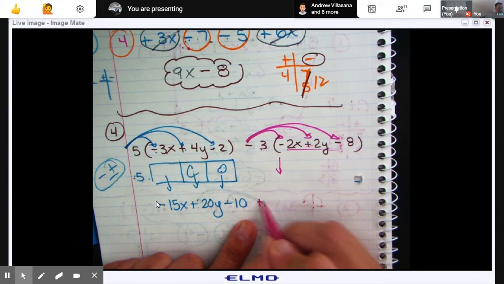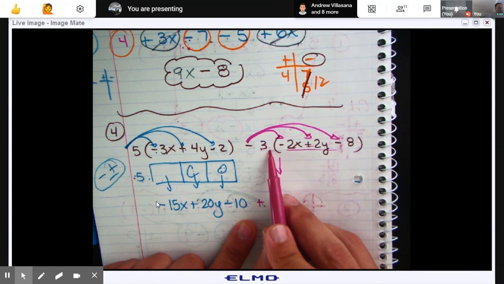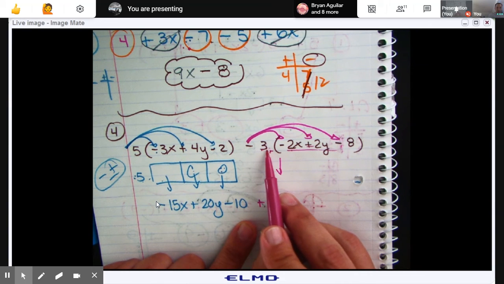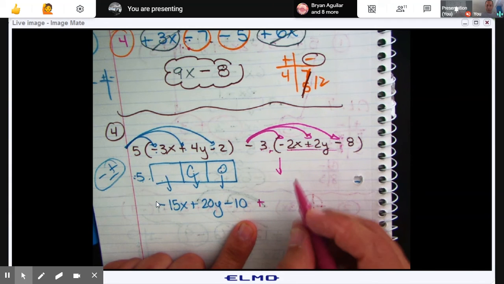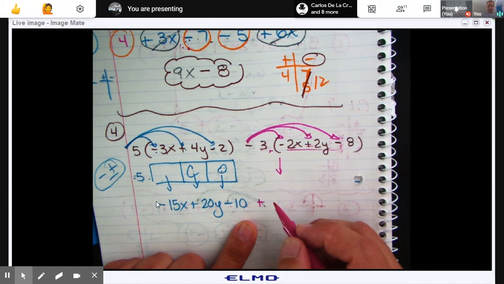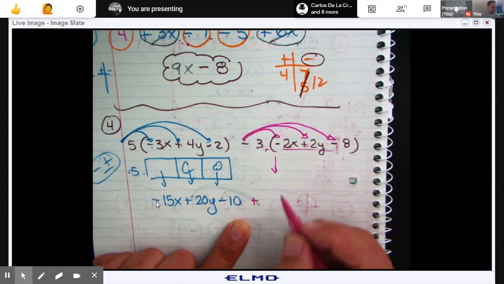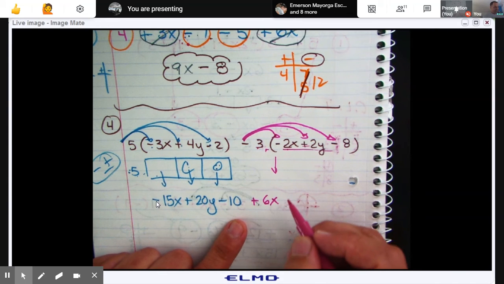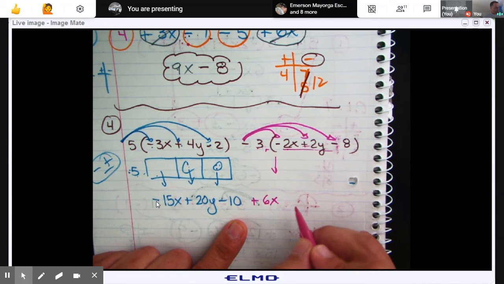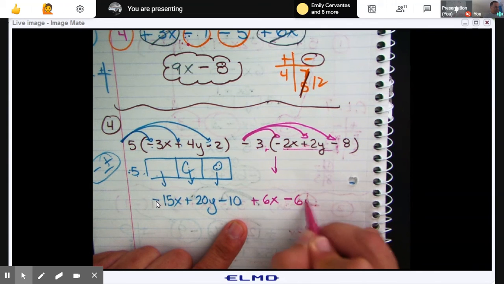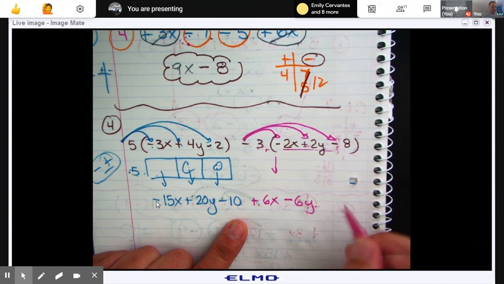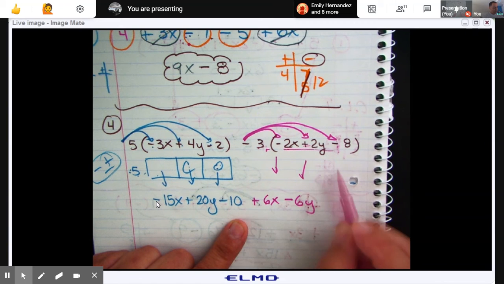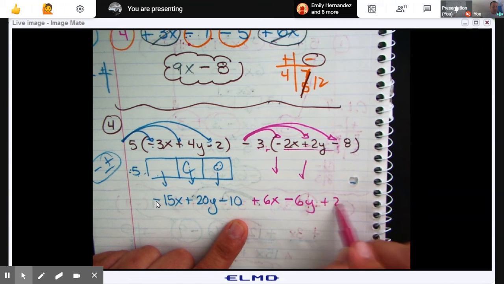For the first one? Yeah, right here. You have to multiply that one? Yeah, that's what we've been doing for the past half hour, buddy. Where have you been? It's 6x. There you go. And then it's negative 6y. And the last one, Andrew. Positive 24. There you go.